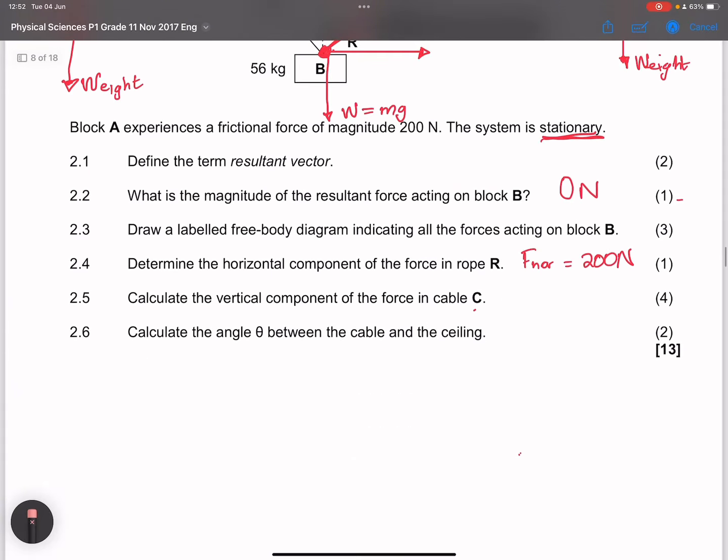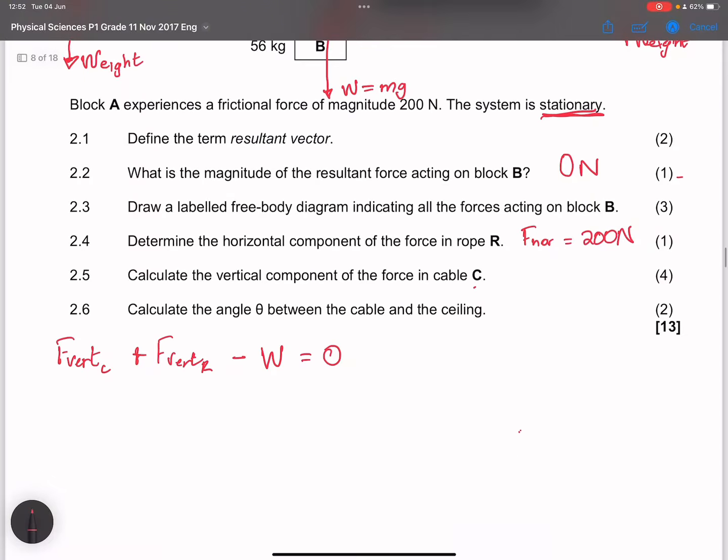I'm a little bit out of space, so let's write at the bottom there. I'm going to say the vertical component of C plus the vertical component on R minus the weight is equal to 0. The vector sum of all those forces vertically should be equal to 0. So I'm looking for this one here, which would be the weight of B minus the vertical component on R.